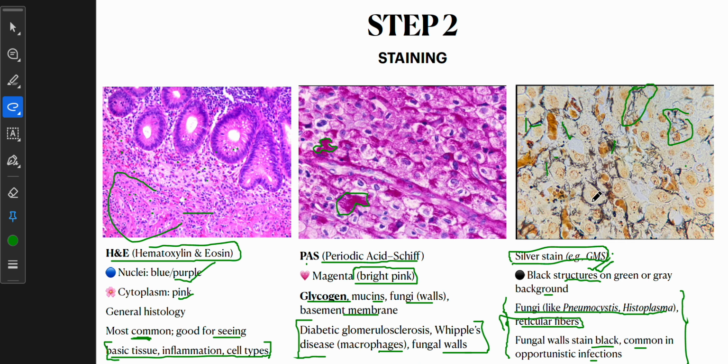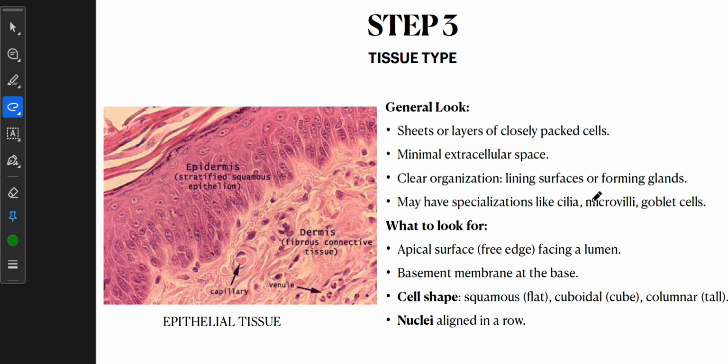So we have to first identify the magnification, then the staining, and the different features of the different stains we have debunked. Now you can know. And now we will talk about tissue type. What does each tissue type look like, right?